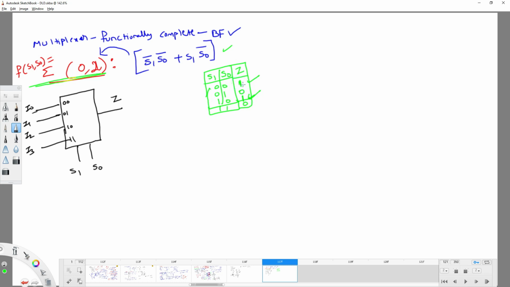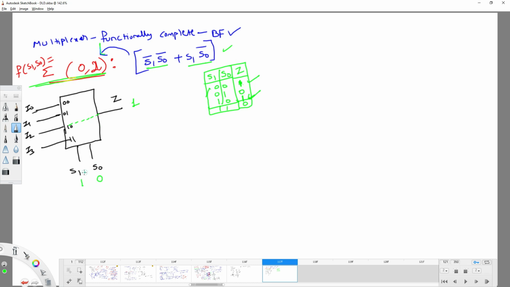How you got this one because of S1 bar S0, this one because of S1 into S0 bar. The same thing I convert into canonical representation. From that I am trying to go for multiplexer. Now if I give 1 0 as input, what is the output you are expecting? 1, right? Means if I give 1 0 as input, I need to get the output as 1. Means I have to select this line.